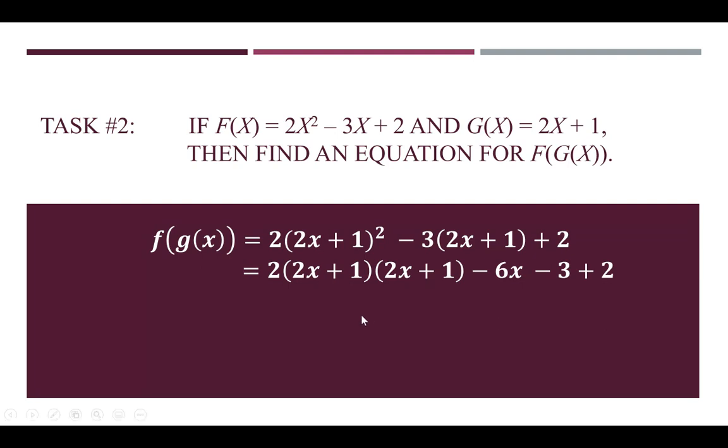In the next step, I'm going to perform the FOIL operations to multiply 2x plus 1 times 2x plus 1. So that means that 2x will need to be multiplied by 2x, and 2x will need to be multiplied by 1. I'll also need to multiply 1 times 2x and 1 times 1. After I do that and combine my like terms, that's going to give me the expression 4x squared plus 4x plus 1. You might want to pause and think about how that's true for a moment.